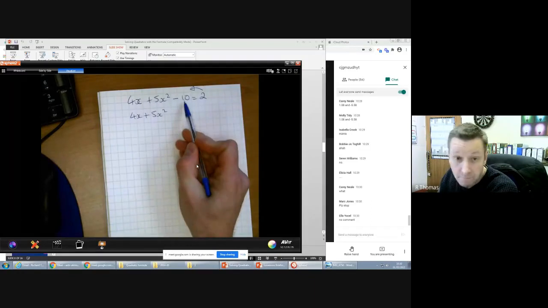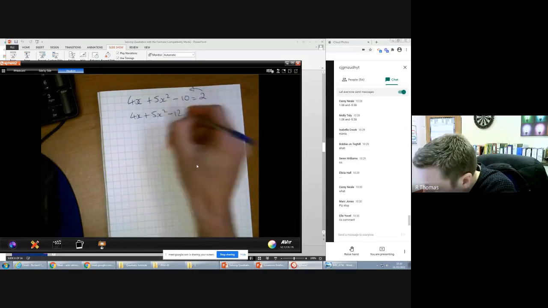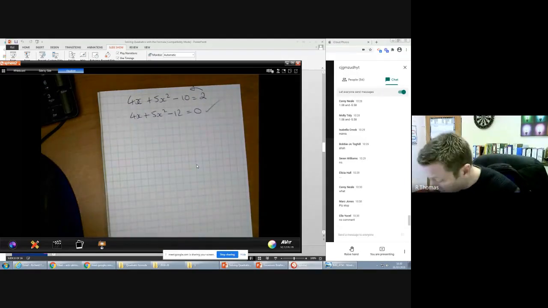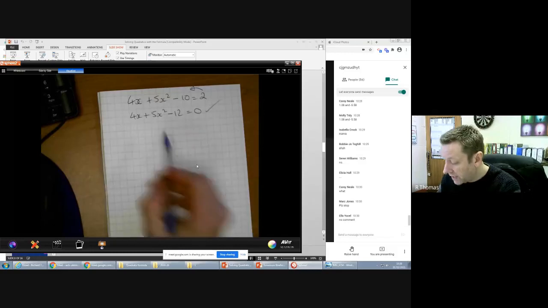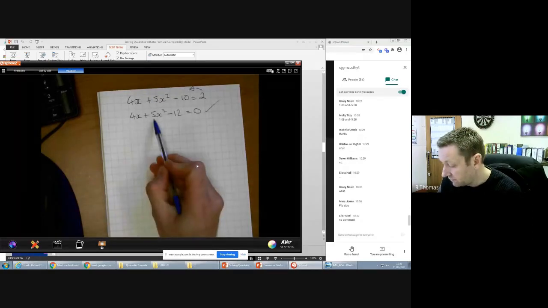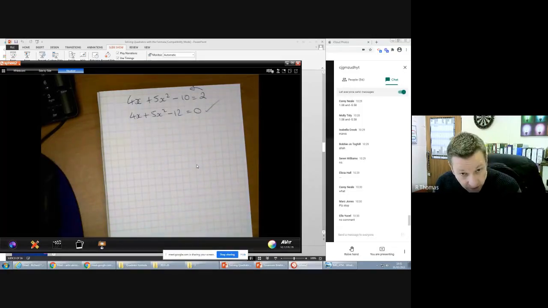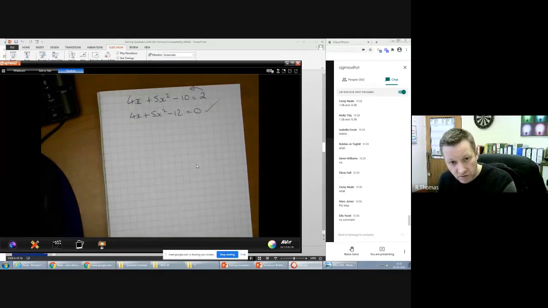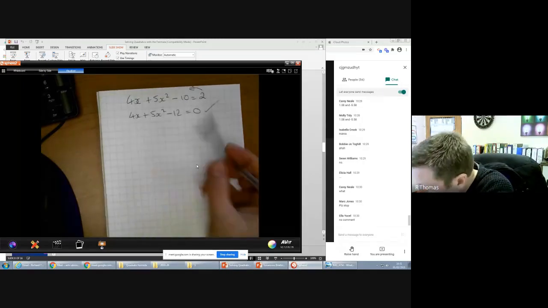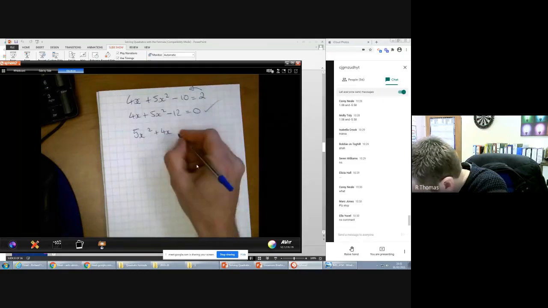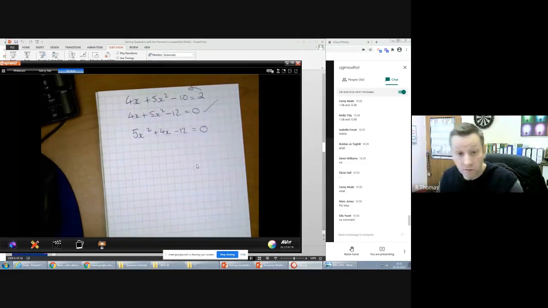That's -10 minus 2, which is -12, equals 0. And that's brilliant. They've done that right. So then they'll go, right, I've sorted here. So A is 4, B is 5, and C is -12. And of course, that is incorrect. You have to write it with the x squared bit first, then the x, then the number on its own. So I'd have to rewrite this now as 5x squared plus 4x minus 12 equals 0.